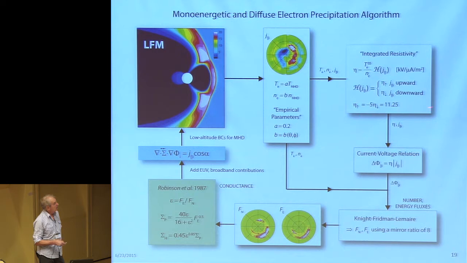And we have a model for the resistivity in the gap region between the bottom boundary of LFM and the top of TIGCM, which calculates a current-voltage relation, which is used to determine the monoenergetic precipitation. Putting that in Knight-Fridman-Lemaire, one gets patterns for number flux and energy flux. One can run that through the Robinson et al. empirical formulas for sigma P and sigma H. In a CMIT version, take this out and put TIGCM in there to get the conductances, and then come back here and loop around.